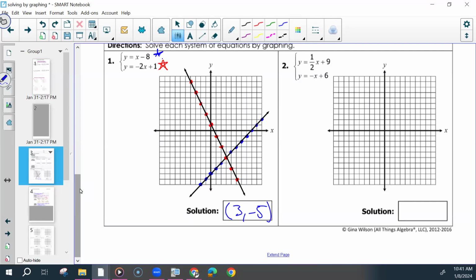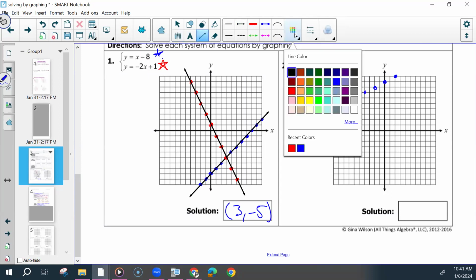Let's do the second one. Graph both of those. It does not matter which one you graph first. I'm going to start with the first one. The y-intercept is 9, slope is positive 1/2, so I can go up 1, to the right 2, down 1, to the left 2, as many times as possible. Draw your line, make sure it has arrows.